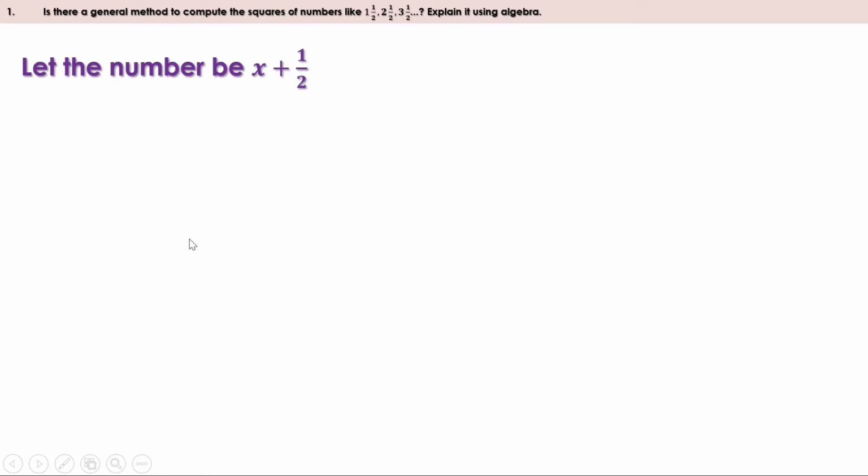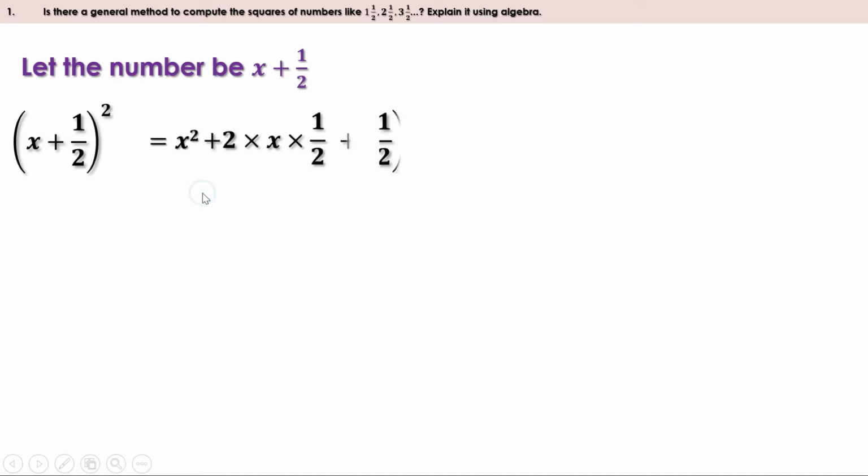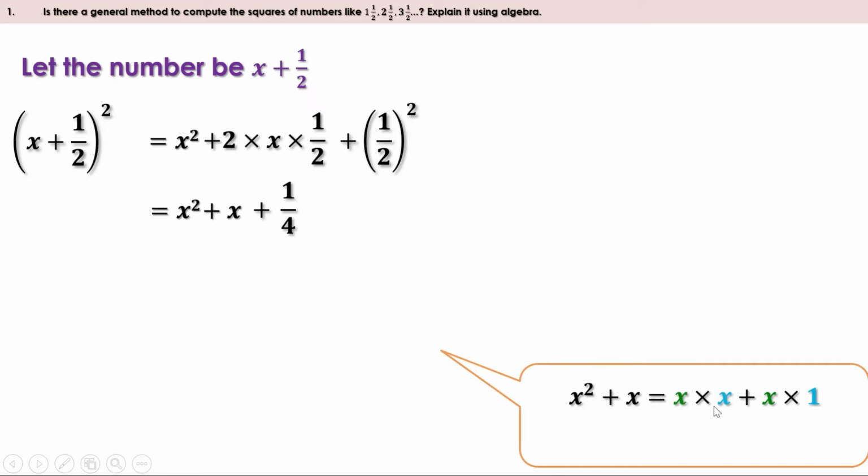Now let us find the square of x + 1/2. This is x² + 2 into x into 1/2 + (1/2)². This can be written as x² plus 2 into 1/2 is 1, 1 into x is x, and (1/2)² is 1²/2², or 1/4. Now let us take x² + x. x² can be written as x into x, and x can be written as x into 1. You can see x is a common factor in both the terms. So x can be taken outside and we can write this as x(x + 1). So this can be written as x(x + 1) + 1/4.